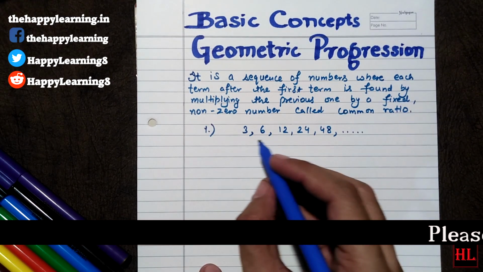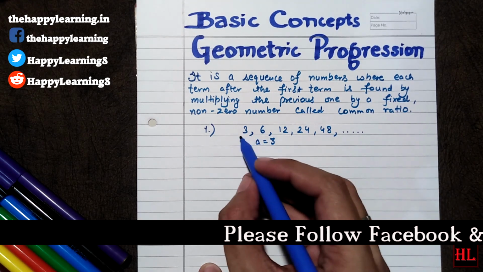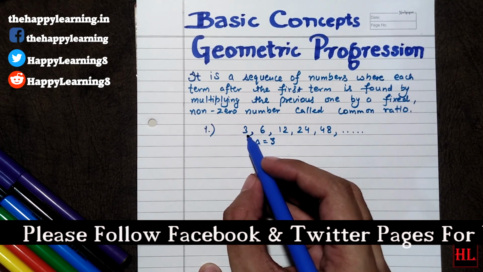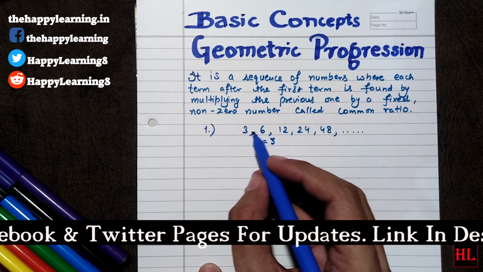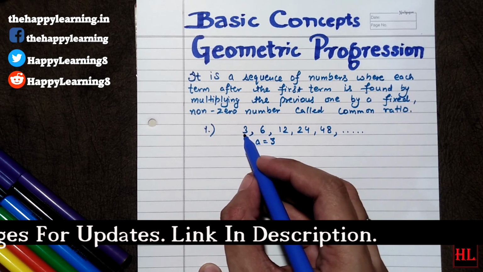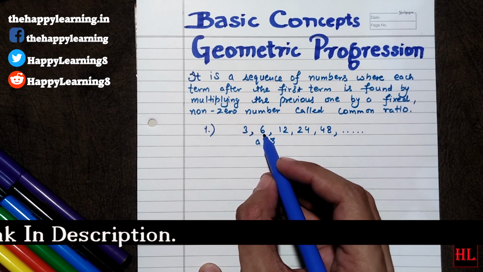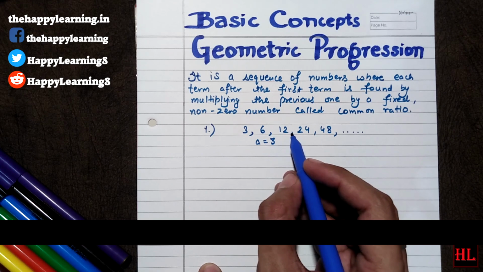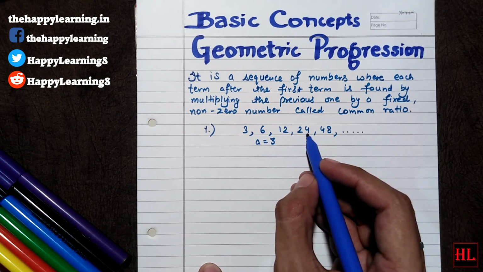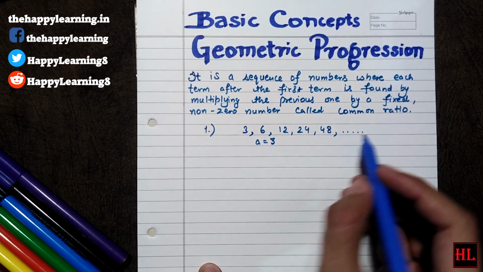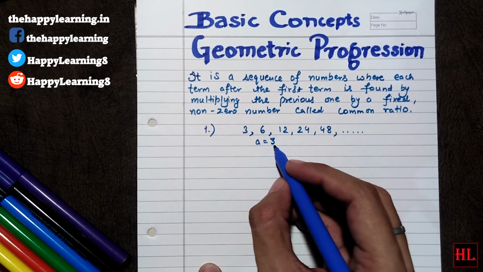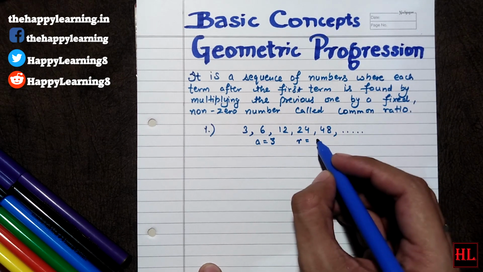Now let's look at few examples of geometric progression. So we have this sequence. Here you can see that the first term is 3 and second term is obtained by multiplying the first term with 2. So 3 2s are 6, 6 2s are 12, 12 2s are 24, 24 2s are 48 and so on. So the first term is 3 and the common ratio is 2.